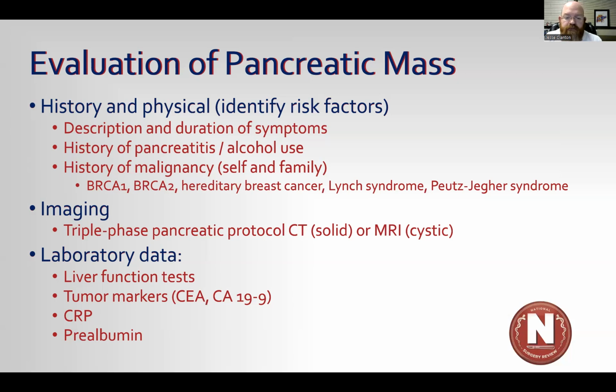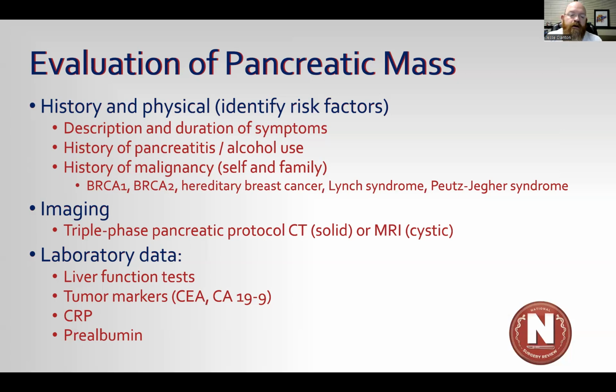As far as imaging, if they haven't already had one, I'd like to get a triple phase pancreatic protocol CT. And I find that's most helpful in evaluation of solid pancreatic masses. If the mass is a cystic mass, well, then sometimes an MRI may be more sensitive or specific, though in many cases you will end up getting both to confirm the diagnosis between CT and MRI.